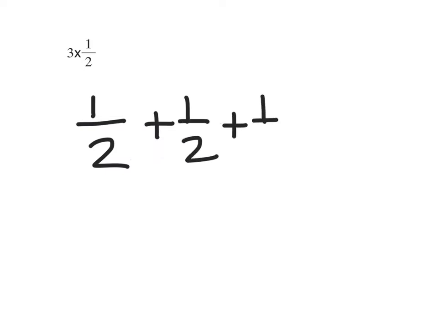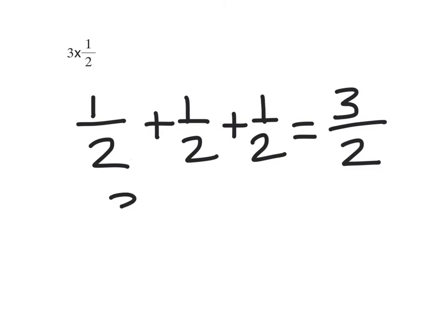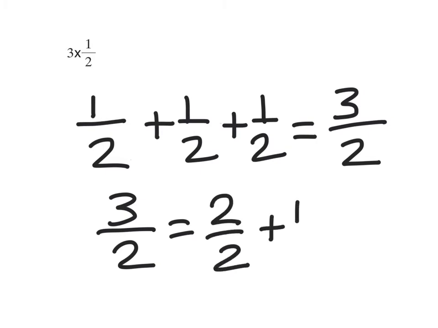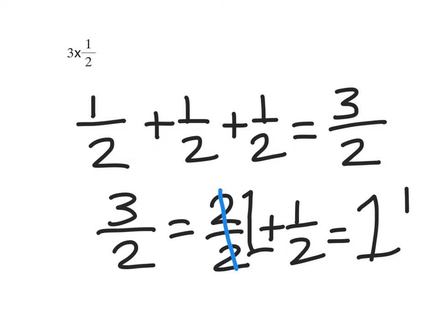Another way I can look at it is my 3 groups of 1/2 again. So 1/2 plus 1/2 plus 1/2. I can just add 1 plus 1 plus 1 equals 3 for the numerator. My denominator stays the same. It's still halves. So now I have 3 halves. I know in my head that 3 halves is the same as 2 halves plus 1/2. And again, when the numerator and the denominator are the same, that equals 1 whole. So I've got 1 plus 1/2, which is 1 and 1/2. So that is 3 different ways to look at this problem.